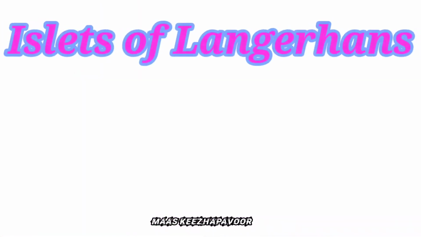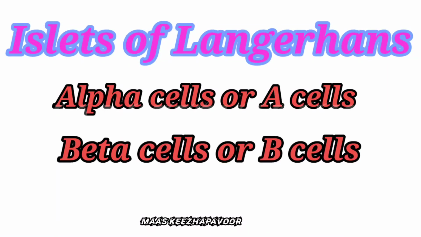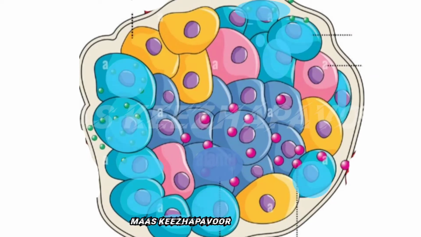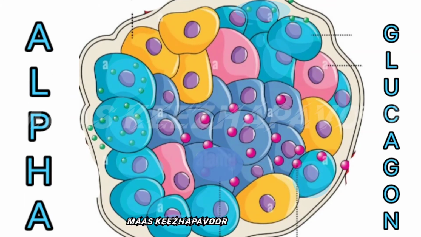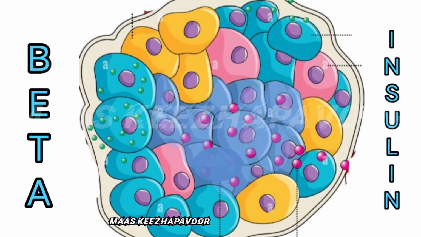The islets of Langerhans have alpha cells or A cells, beta cells or B cells, and delta cells or D cells. Alpha cells are seen towards the periphery of islets and form 20% of the islet cells. They produce glucagon. Beta cells are seen near the center of islets and form 70% of the islet cells.